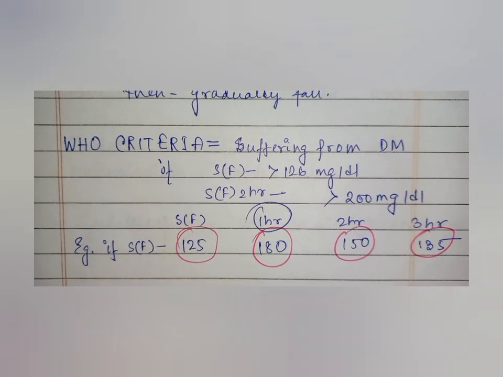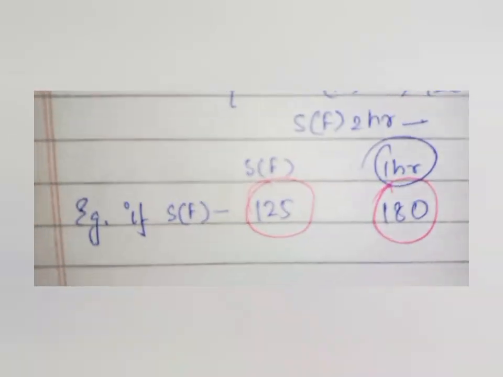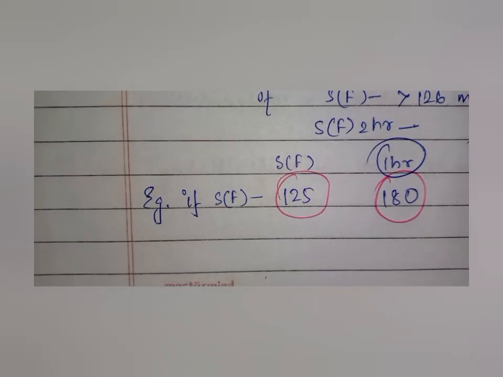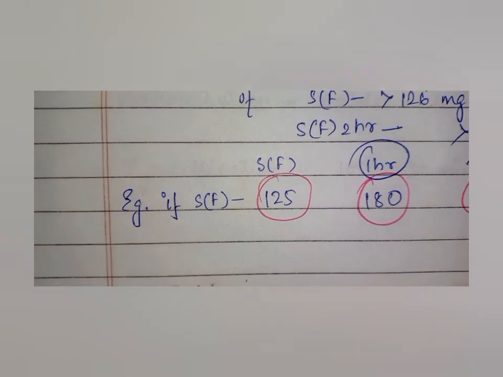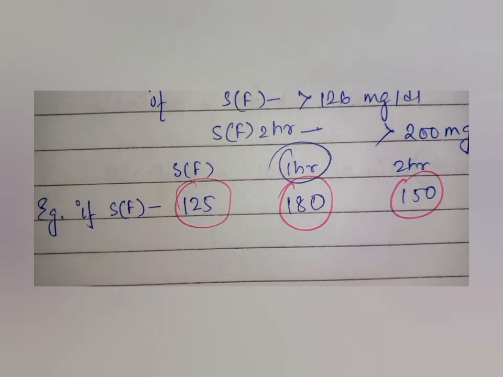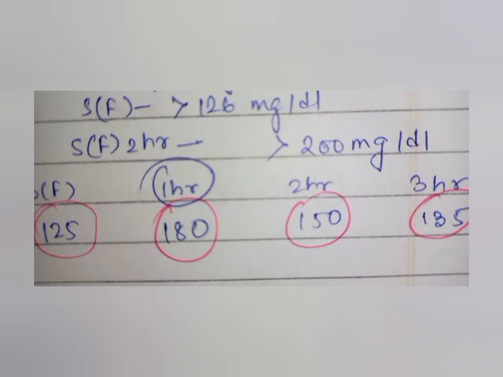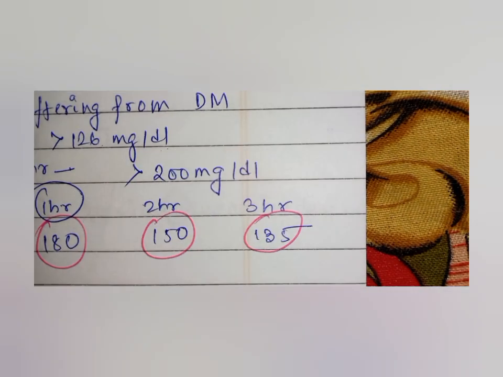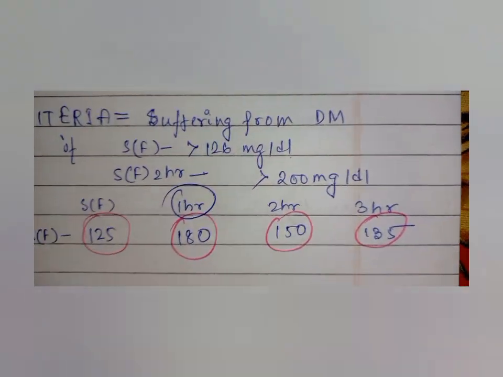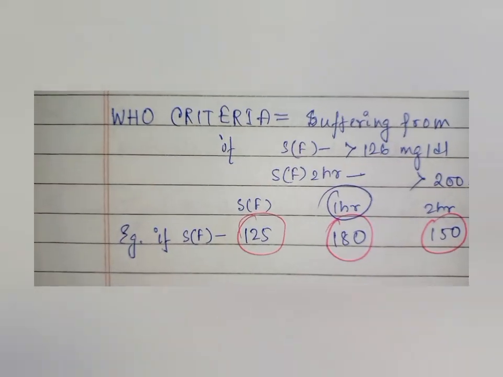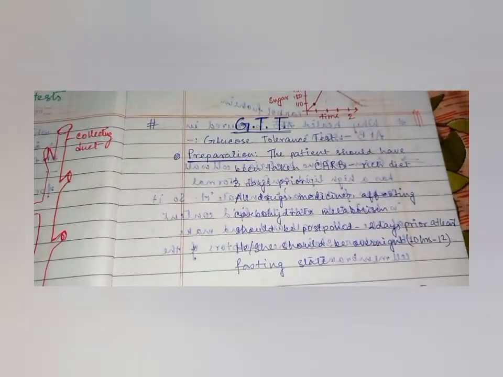And example, see here, this one is fasting sugar 125, and after 1 hour the first sugar test is 180, the second sugar test is 150, and the third sugar test is 135. That's an example of sugar gradually falling and the GTT result is proper.